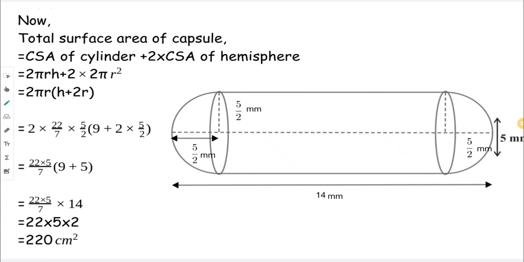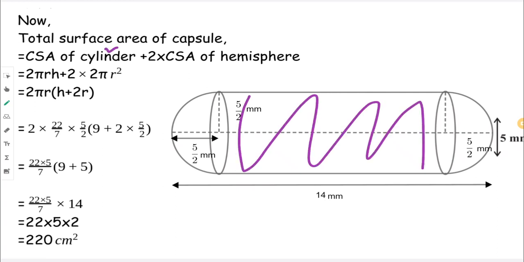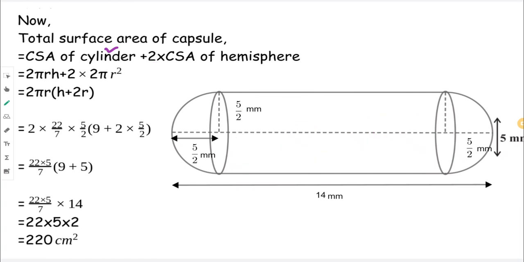So like I said, the curved surface area of the cylinder plus 2 times the curved surface area of the hemisphere. Why? Because there are two hemispheres. All right, now we know all the values. We just have to put them in the formula. So the curved surface area of the cylinder is twice pi r h, right? That is where we are using the height or the length of the cylinder. Then 2 is there because there are two hemispheres. Then the curved surface area of a hemisphere is twice pi r square.